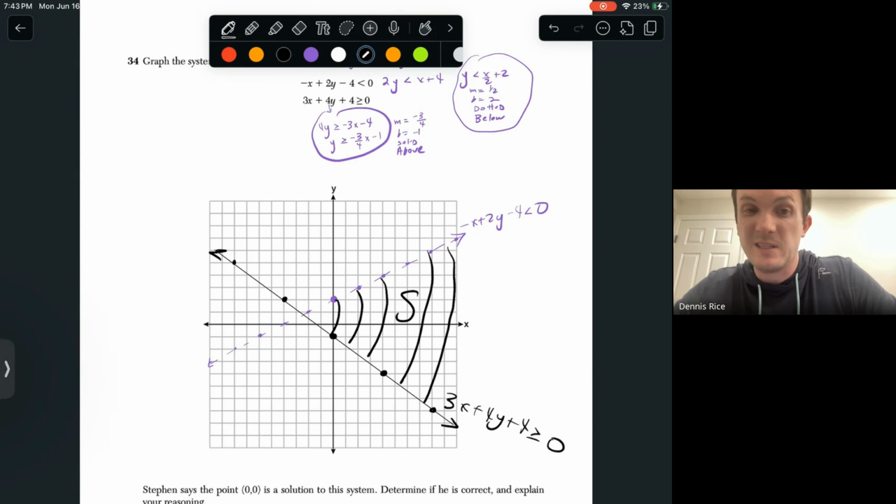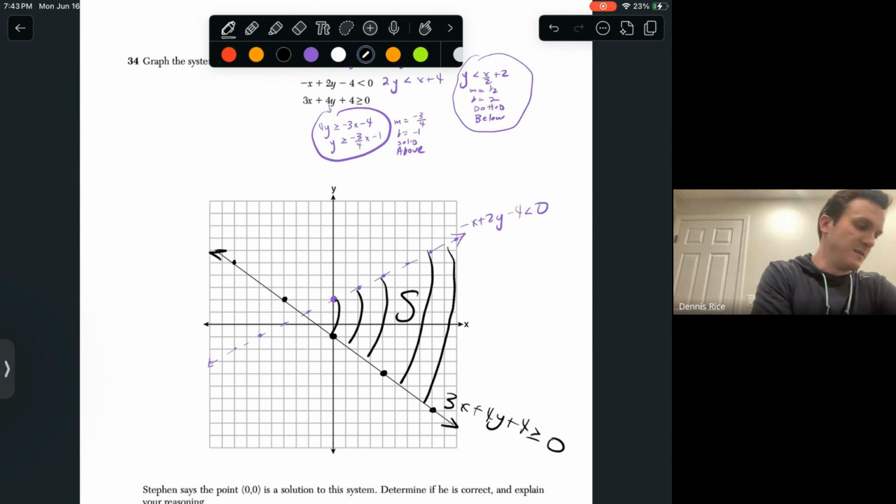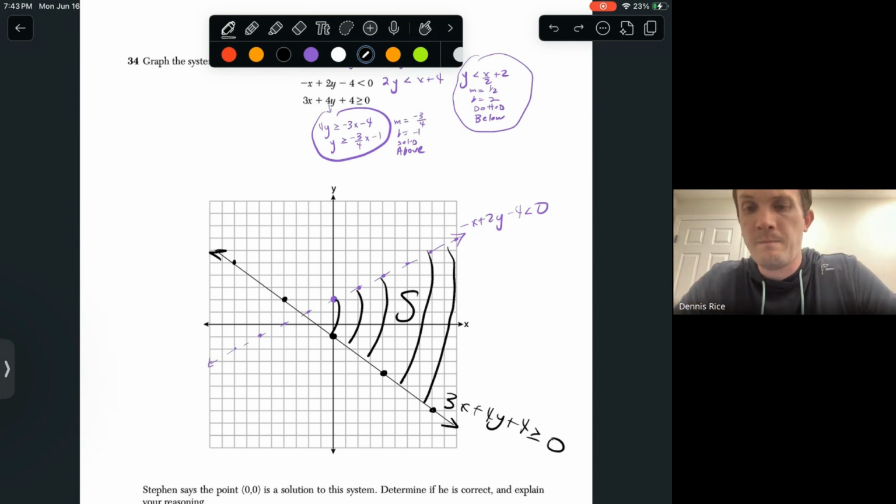There's always someone that does this question in pen and they do a solid line, and then it's very annoying. And they have to do this thing where they add chunky dots to it. Don't do that. Don't use pen for graphs.